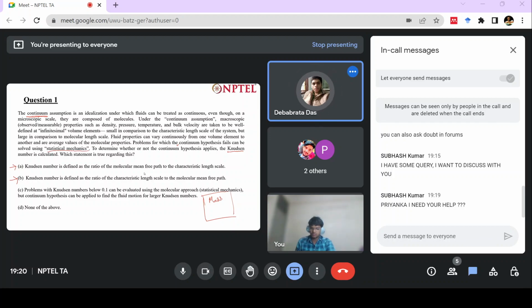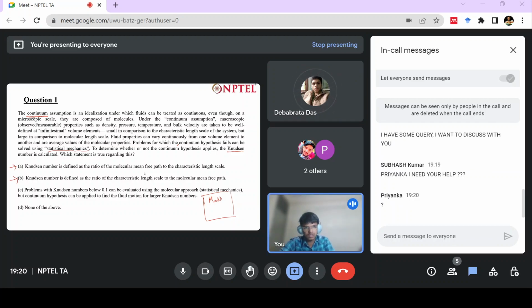Sir, it's a ratio of molecular mean free path to characteristic length scale. Yes, that is correct. So what is molecular mean free path? Sir, the average distance a molecule will travel when molecules are in collision, the average distance between the two molecules.